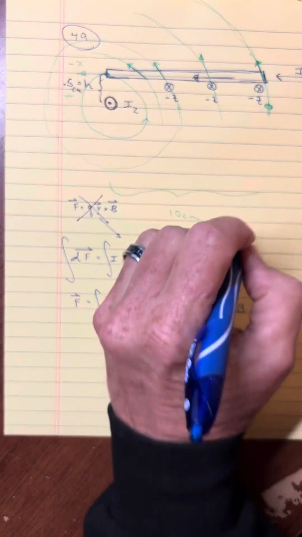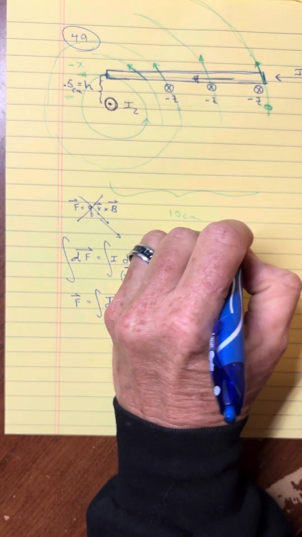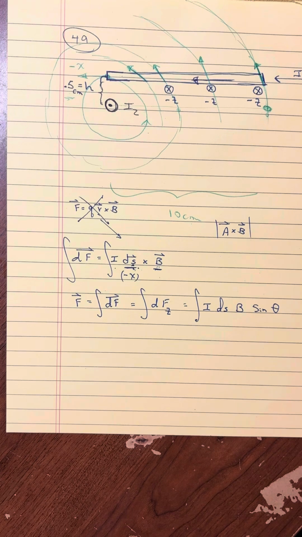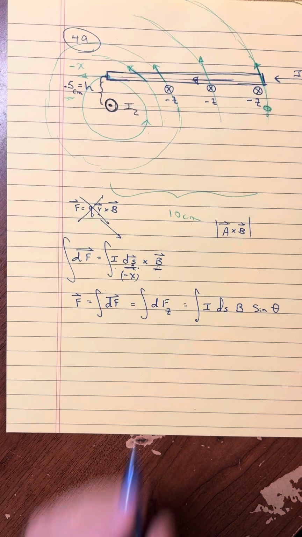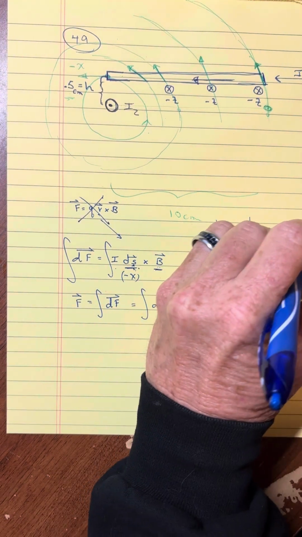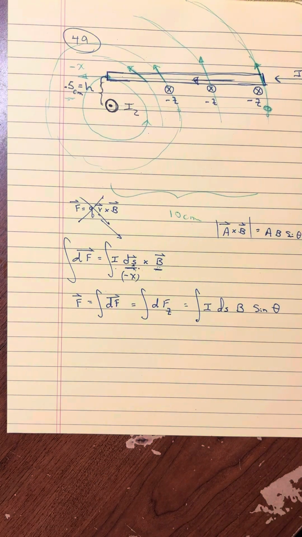And just to remind you of a cross product, A cross B is the magnitude of A times the magnitude of B times the sine of the angle between them.